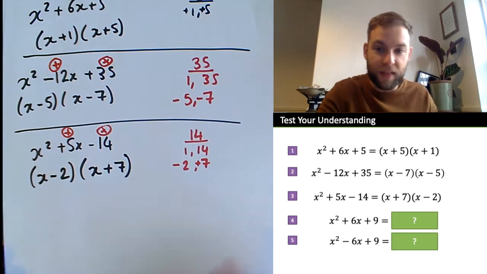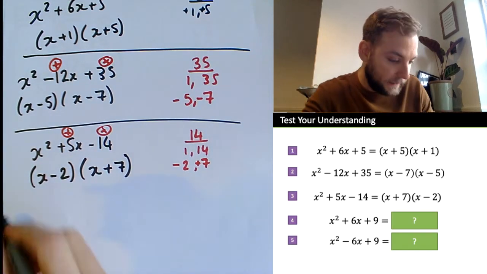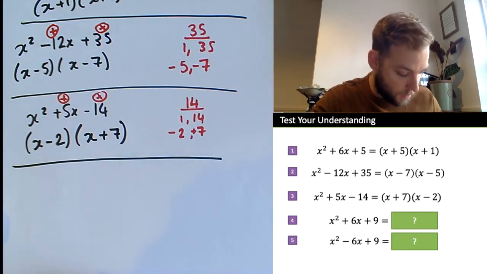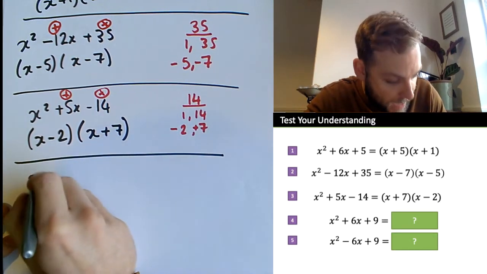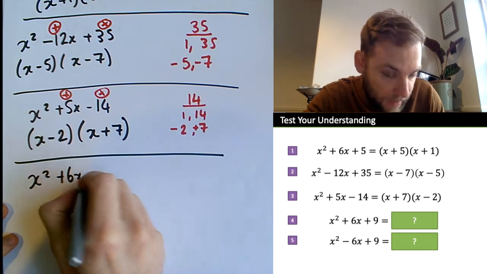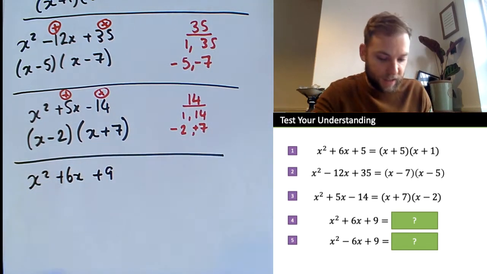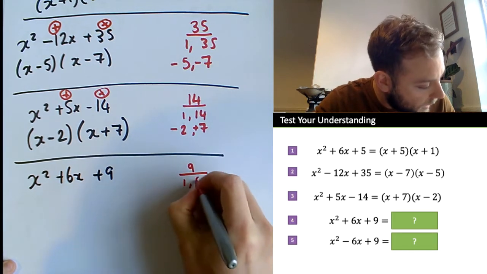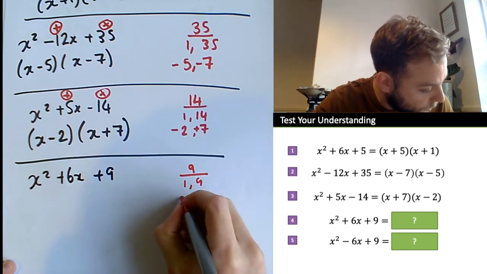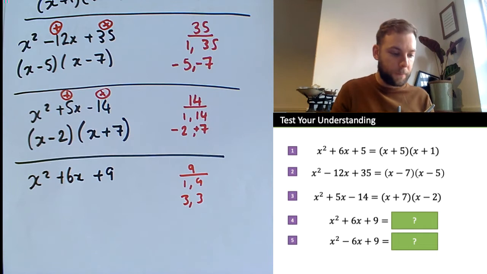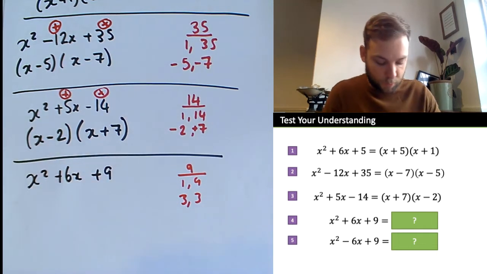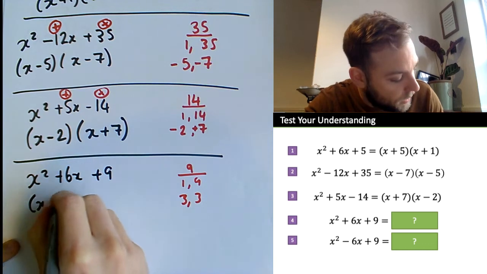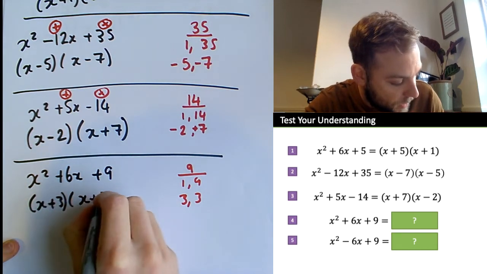So we're going to have a look at this one next now. So this one here, we've got x squared plus 6x plus 9. Factors of 9. 1 and 9. 2 doesn't go. 3 does go. 3 and 3. This is positive, so it means they both must be positive. So it must be x plus 3 and x plus 3.